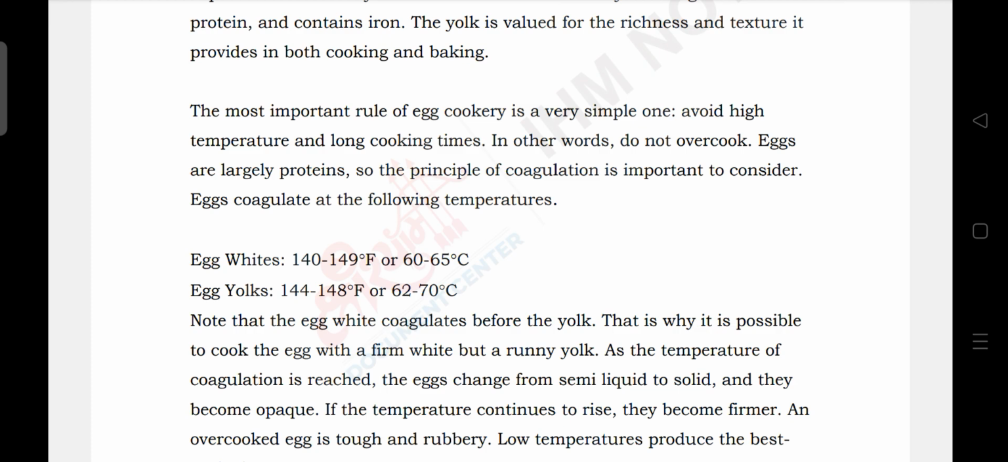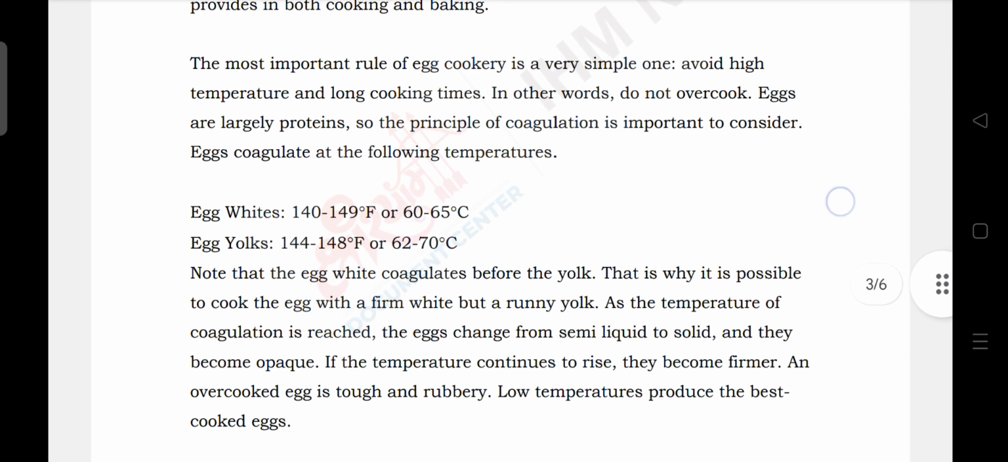As the temperature of coagulation is reached, the eggs change from semi-liquid to solid, and they become opaque. If the temperature continues to rise, they become firmer and overcooked. Overcooked egg is tough and rubbery. The low temperature produces the best cooked eggs.